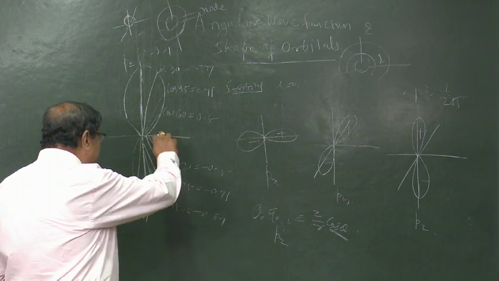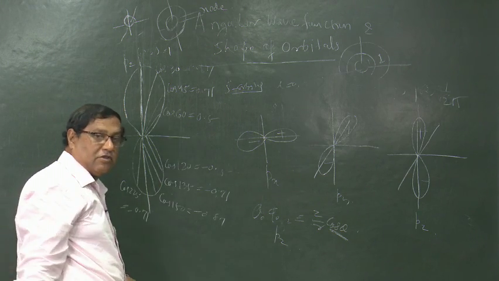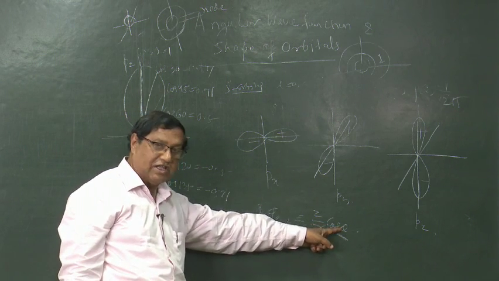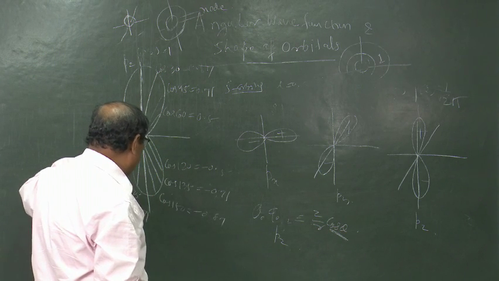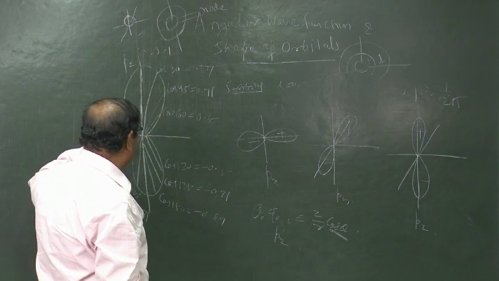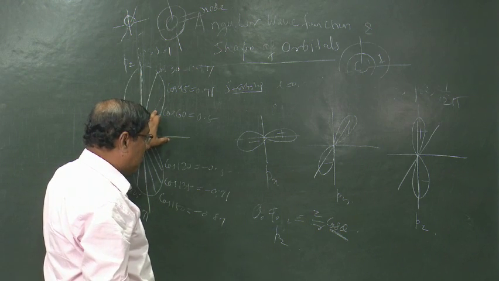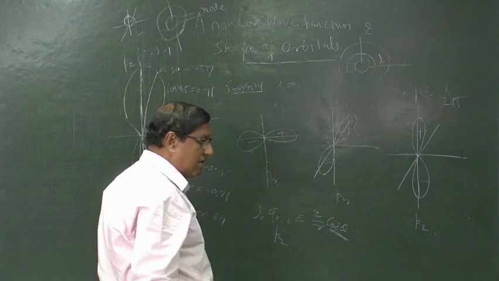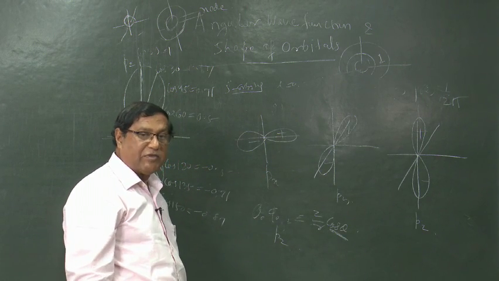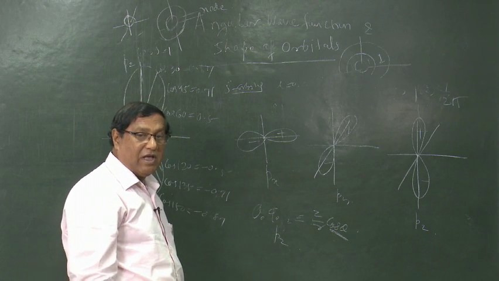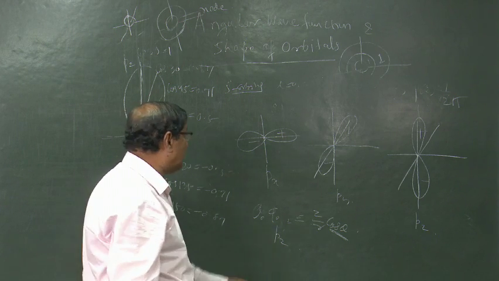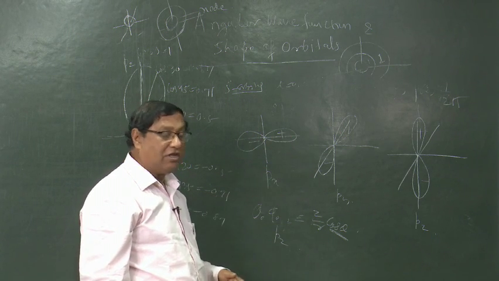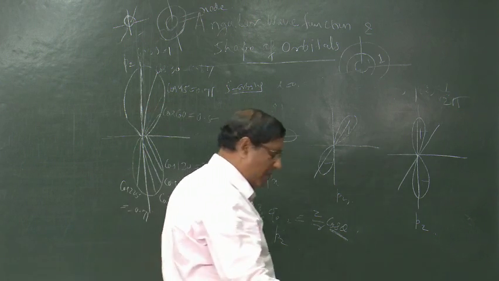That means on this side all the angular wave functions are negative. The angular wave function value depends on cos theta. So on this side all the angular wave function values are negative, and on this side all the angular wave function values are positive. Therefore, this is positive and this is negative, and similarly in other cases. So the shape of the p orbital is a dumbbell shape and the lobes are along the axis. One is positive, the other is negative, depending on the value of the angular wave function.